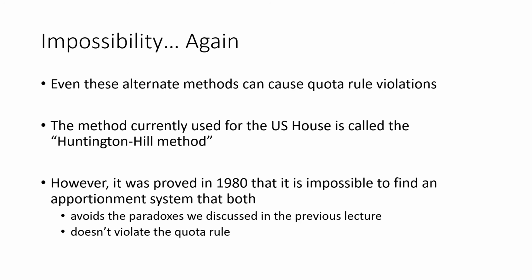But it was actually proved mathematically in 1980 that it's impossible to find an apportionment system that both avoids the paradoxes that we talked about in the previous lecture and also doesn't violate the quota rule. So we're kind of stuck. We have to either have those weird paradoxes or we have to have a rule that may sometimes violate the quota rule. So that's the story on apportionment.